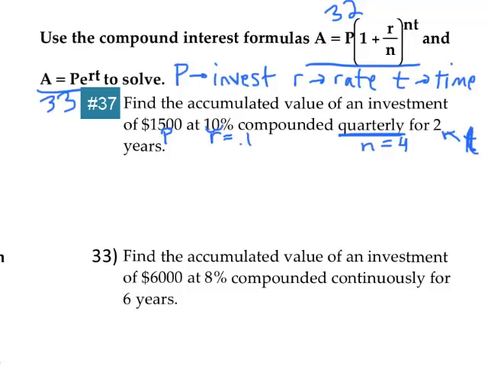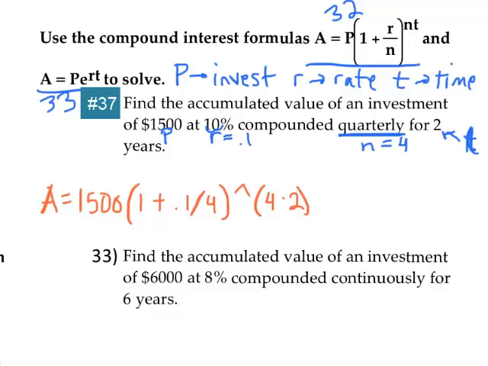So we plug all this in, and I'm going to write it like what I would type in my calculator. 1,500, parentheses, 1 plus 0.1 divided by 4, close parentheses, exponent button, open new parentheses, 4 times 2. Make sure you put the parentheses around that exponent unless your calculator makes it all an exponent on its own.